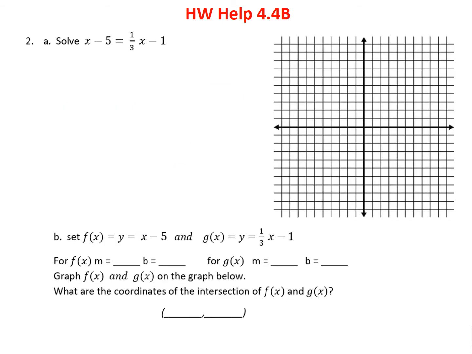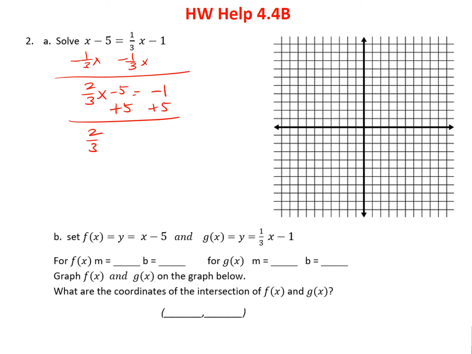So problem 2 is similar. We're going to end up solving the equation first and then graphing it and finding our x equation that way as well. So first of all, let's get the x's on one side. So let's subtract 1/3 x from each side. 1x minus 1/3 x is going to give me 2/3 x minus 5 equals minus 1. Undo the minus 5 by adding 5. And we have 2/3 x equals 4.